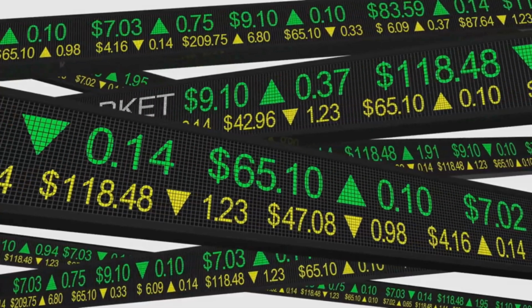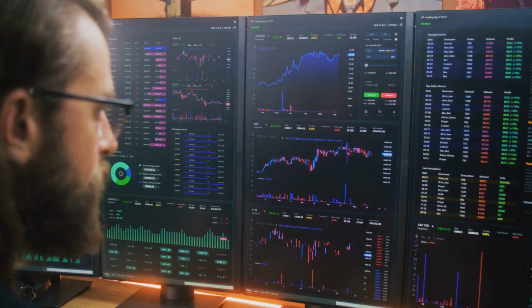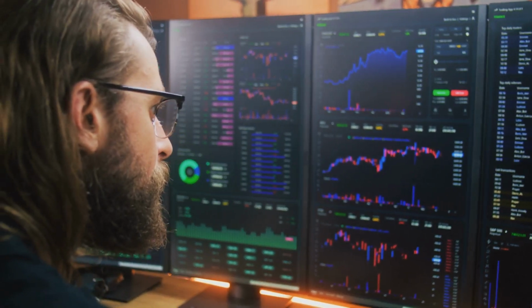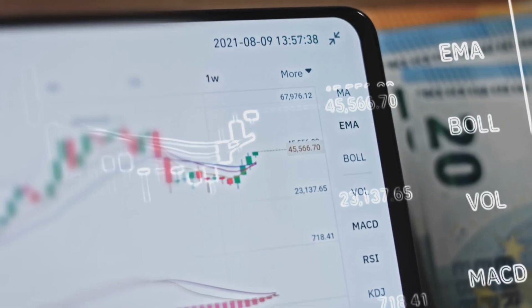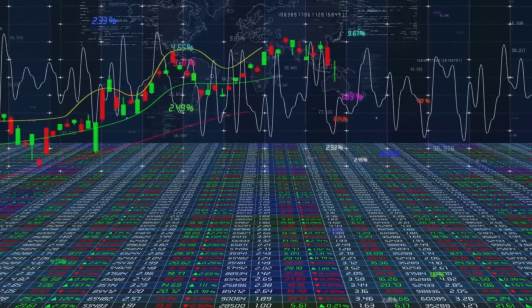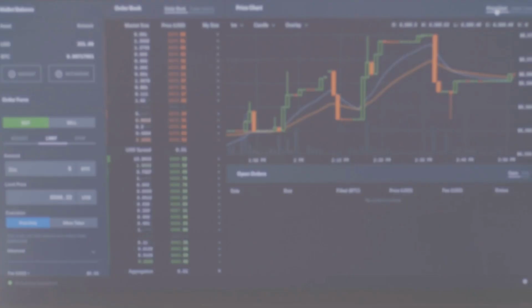We'll break down how they work, how they show overbought and oversold conditions, and most importantly, how you can use them together. Combining tools often gives you stronger, more reliable signals. My goal is to make this easy to understand, especially if you're new to trading. So, let's get started and see how these indicators can boost your trading.